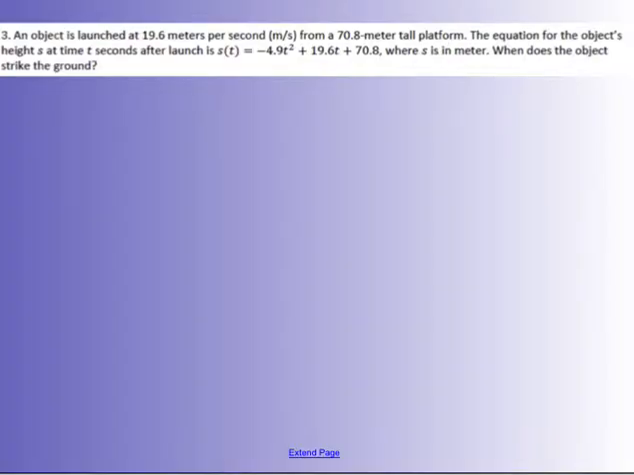So let's take a look at number 3. An object is launched 19 meters per second from a 70.8 meter tall platform. The equation is given here. Don't let these extra numbers that they threw in throw you off because they included them in that equation right there. Also, the s of t, that's really the same thing as if there was a y there.